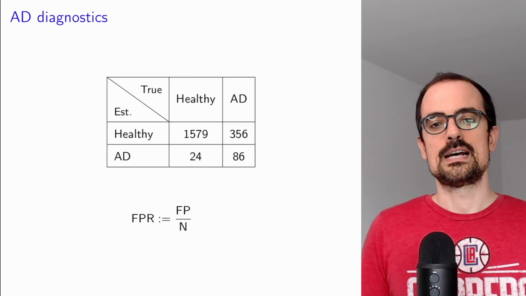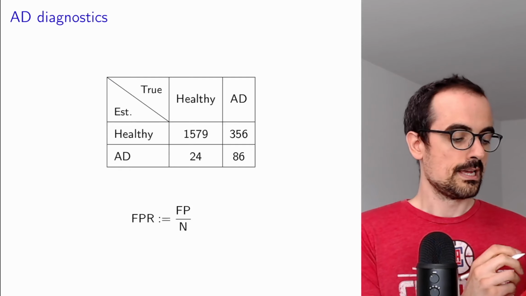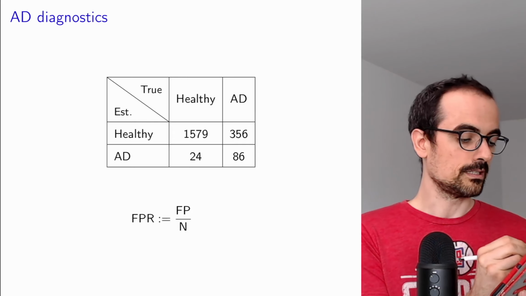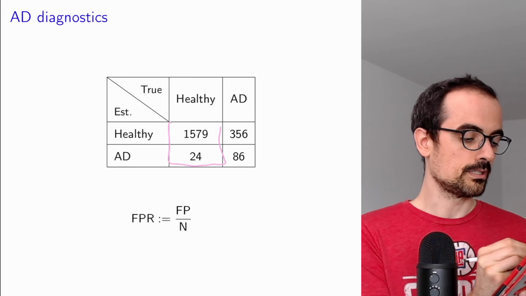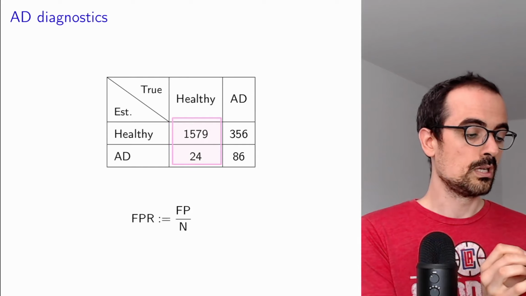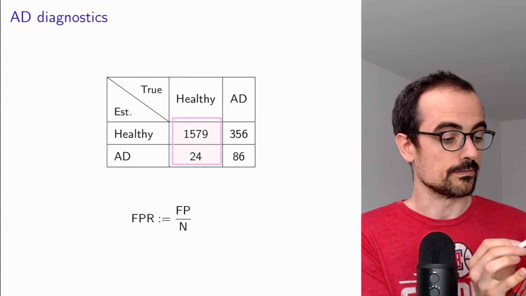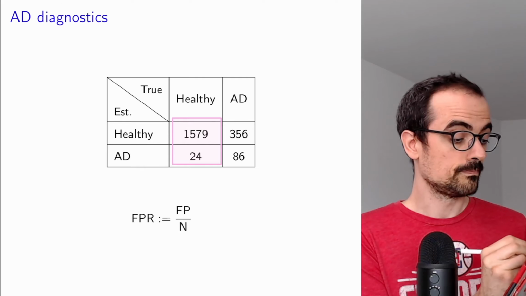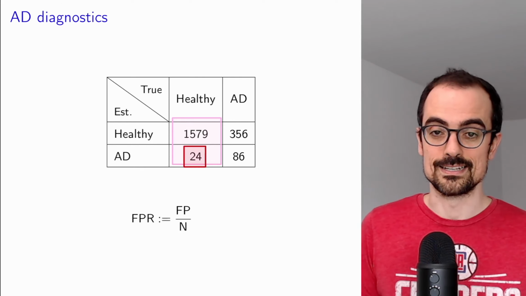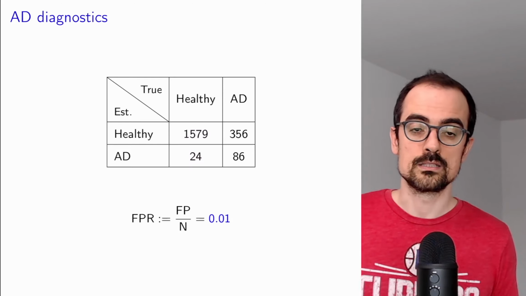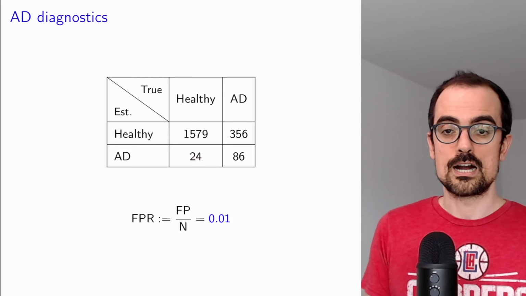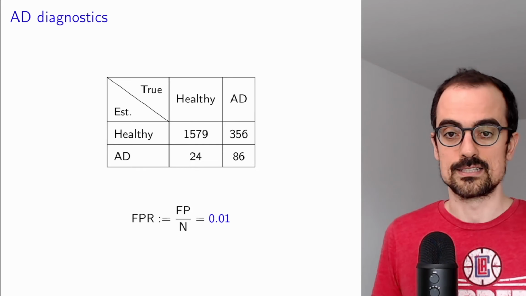If we look at our confusion matrix, now we're interested in the negatives instead of the positives, the healthy patients. We want to see among those how many of them are false positives. And there are actually very few. So the classifier is doing very well in this sense. Only 1% out of all the healthy patients are misdiagnosed as having Alzheimer's.